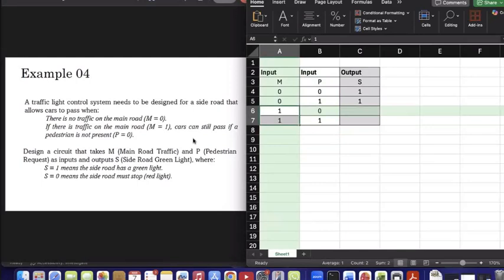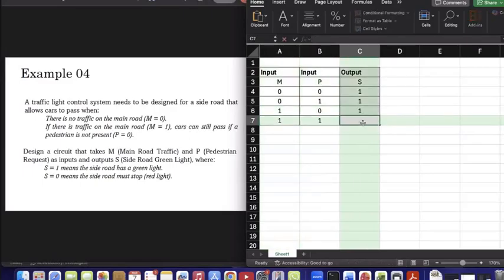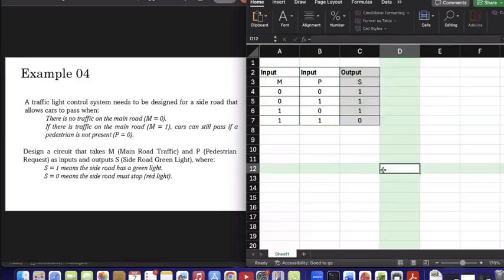During that time, you have to check the car will pass only if there is no pedestrian, which means when M is equal to 1 and P is equal to 0, the green light will be on. In this condition, there is traffic on the main road and there is a pedestrian also there. What should you do? Red light should blink. What is the value? 0.